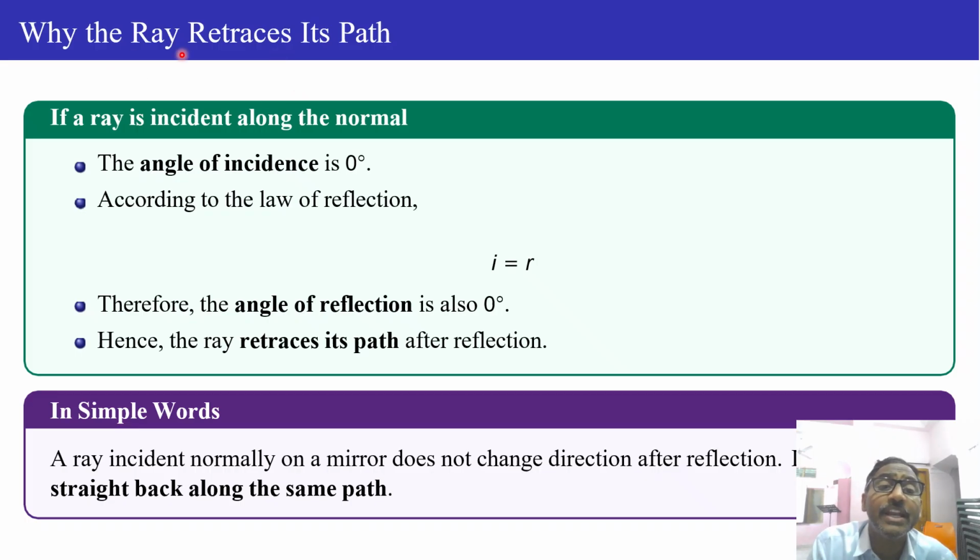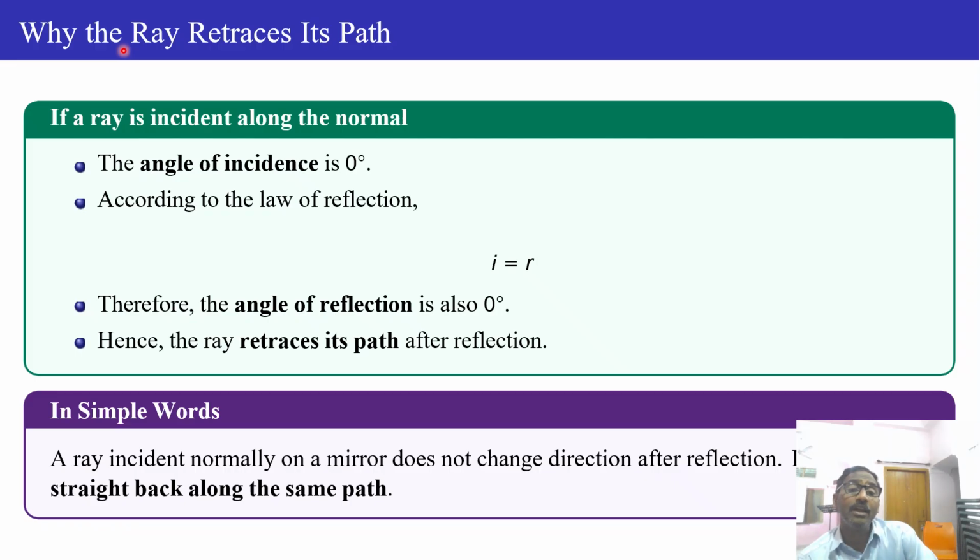Why does the ray retrace its path? If a ray is incident along the normal, the angle of incidence is 0 degrees. According to the law of reflection, angle of incidence is equal to angle of reflection. Therefore, the angle of reflection is also 0 degrees here. So, angle of incidence is 0, angle of reflection also 0.